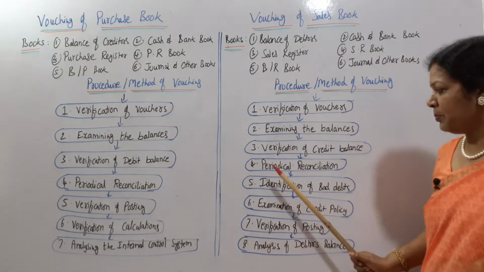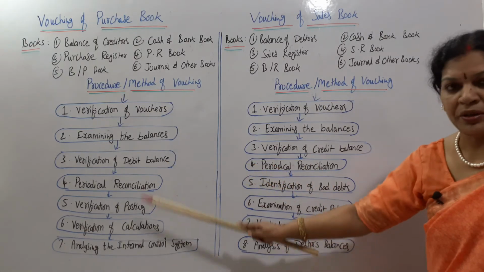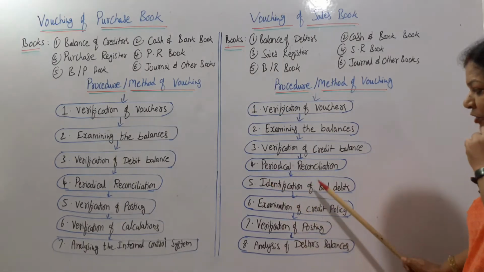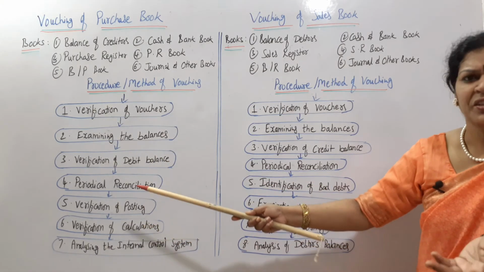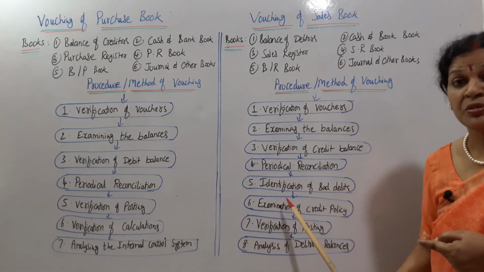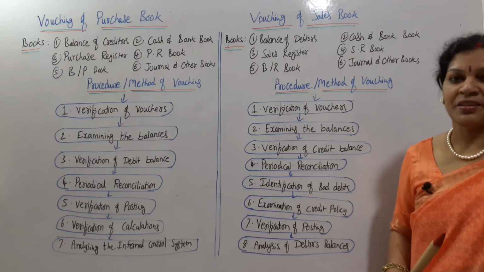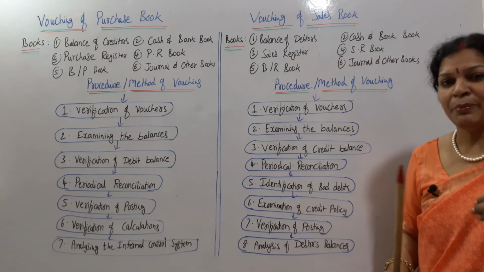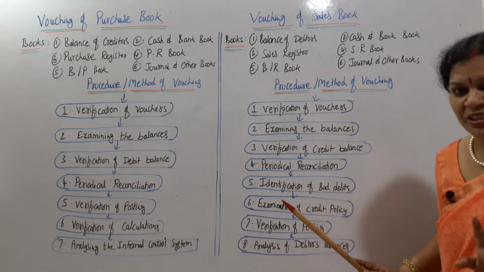Periodical reconciliation. Next, after that, this fifth point we don't have here: identification of bad debts. Here you will not have bad debts, because we have purchased goods on credit basis. Here we have sold goods on credit basis, means definitely the possibility is there for bad debts. If any bad debts are there, identify them. That extra point comes here.